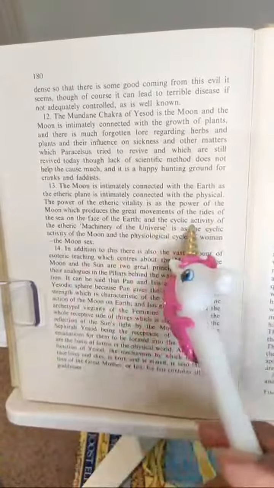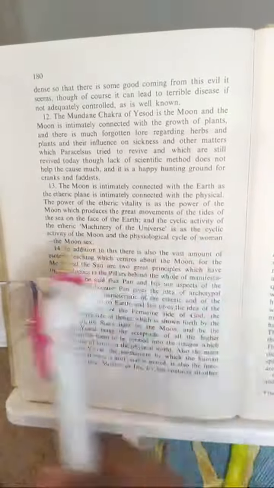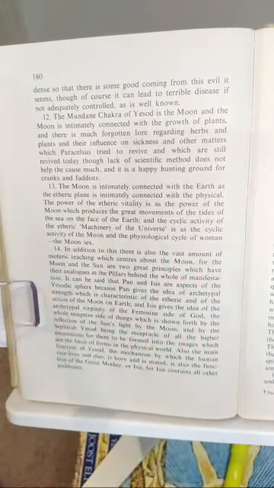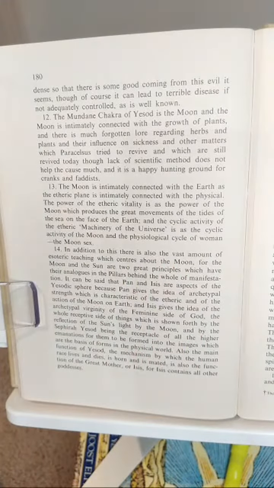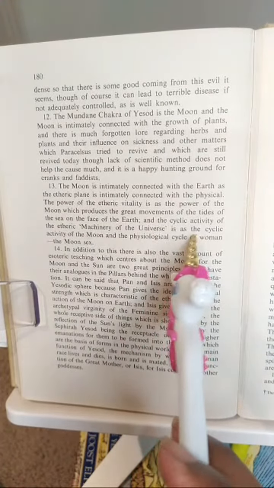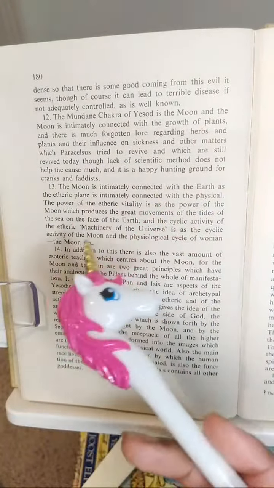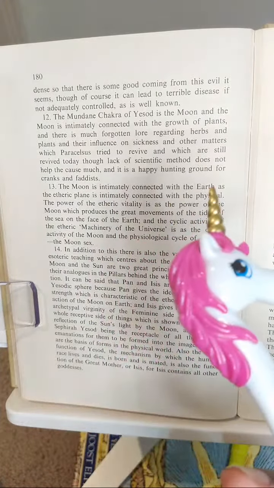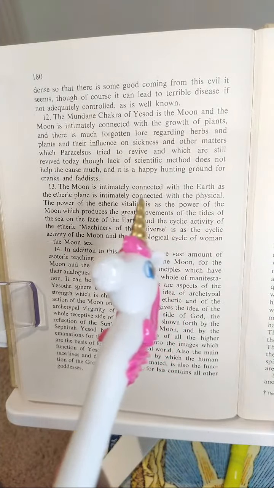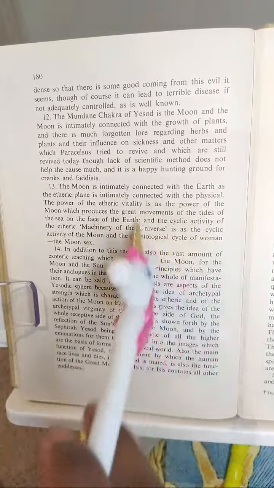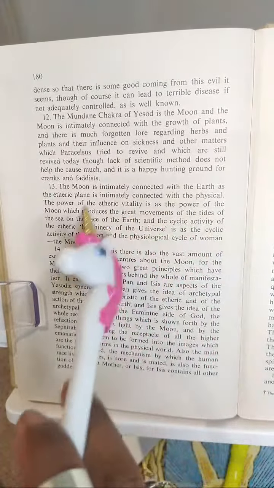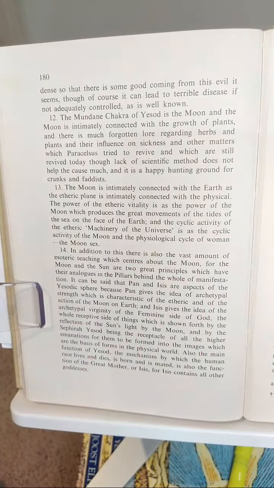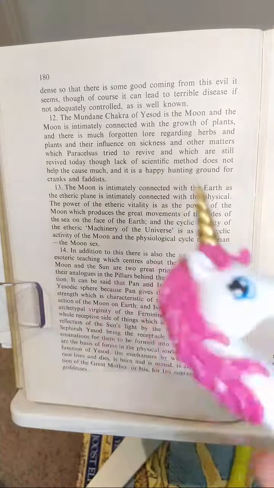So another key to remember, he says, the cyclic activity of the etheric machinery of the universe is as the cyclic activity of the moon and the physiological cycle of woman, the moon sex. So we've got quite a few correspondences here to be able to think of the etheric plane. Because even though the etheric plane isn't physical, it is still connected with time. Less connected, but it's still connected. And that weak connection, I'll say, manifests itself as this fourfold cycle that the moon typically goes through. It's a repeating cycle, from full to empty, from full to empty. The same thing's happening with the etheric plane. That's how it works. Which is why the moon is such an important thing to be considered when working with magic.